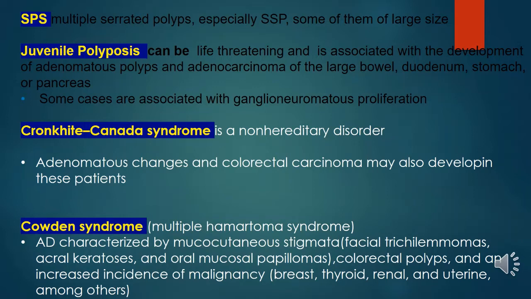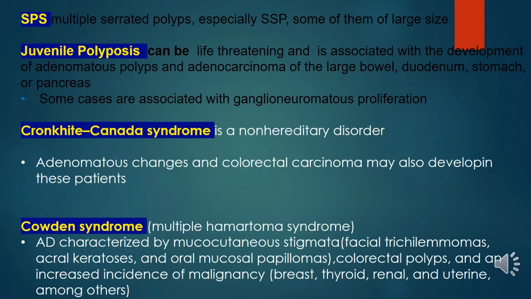Juvenile polyposis, as the name says, is defined by the presence of multiple juvenile polyps throughout the bowel. This condition can be life-threatening, and it is associated with the development of adenomatous polyps and adenocarcinoma of the large bowel and the duodenum, etc. Some of the polyps in this disorder have combined juvenile and adenomatous features. The important point to remember is that the mutation involved in juvenile polyposis is in the SMAD4 or BMPR1A gene. If you remember, only SMAD4 is enough for you guys.